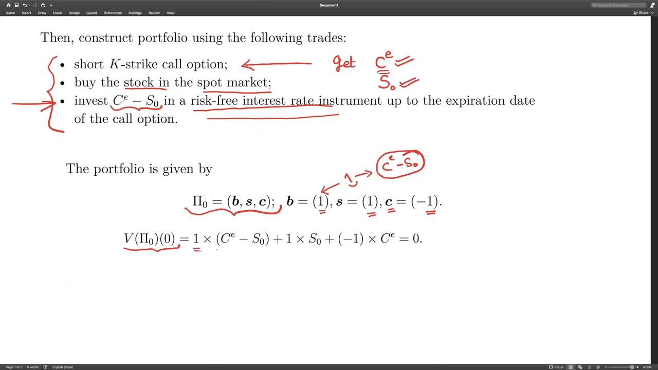1 unit into the price of that asset plus 1 unit of the price of the stock minus 1 unit into the price of the option, which is C, and you can see that everything gets cancelled and you have 0. Therefore, the portfolio value at the time of creating it is 0.